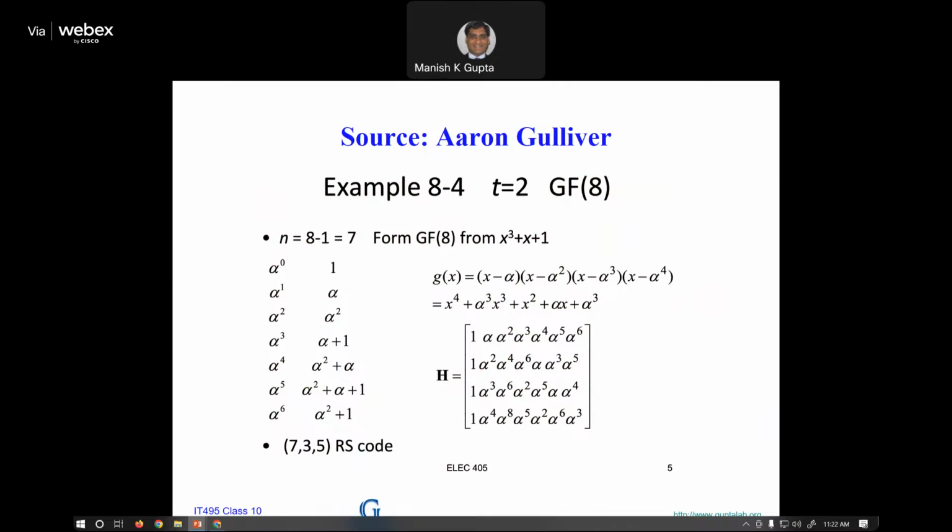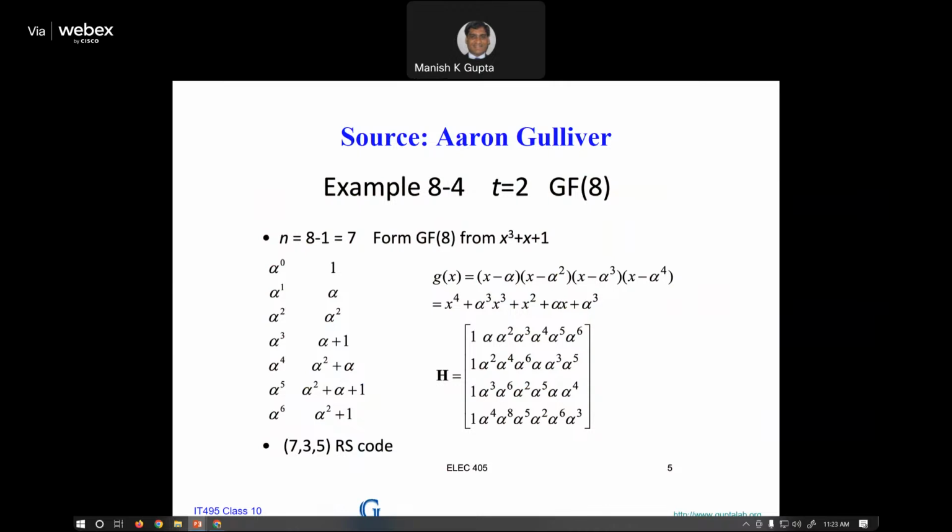This is the polynomial representation. This is the power of alpha representation. So g(x) is what? t equal to 2 means (x minus alpha squared)(x minus alpha cubed)(x minus alpha raised to 4), right? From that formula, you evaluate it using alpha cubed plus alpha plus 1 is equal to 0, and the whole generator polynomial is there.